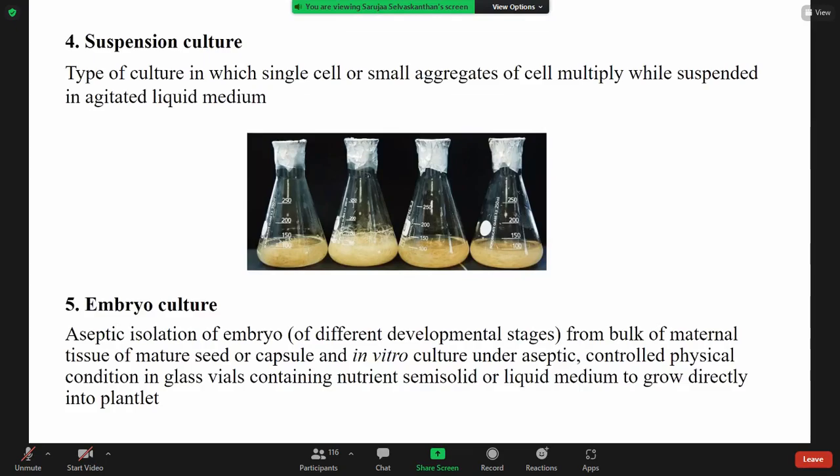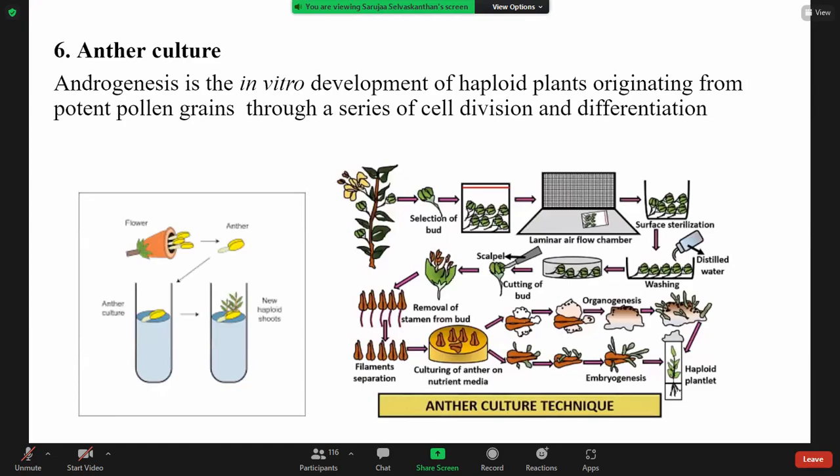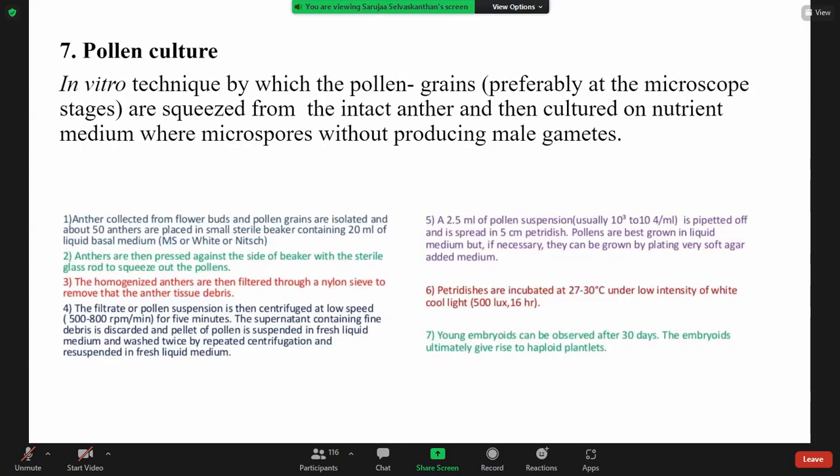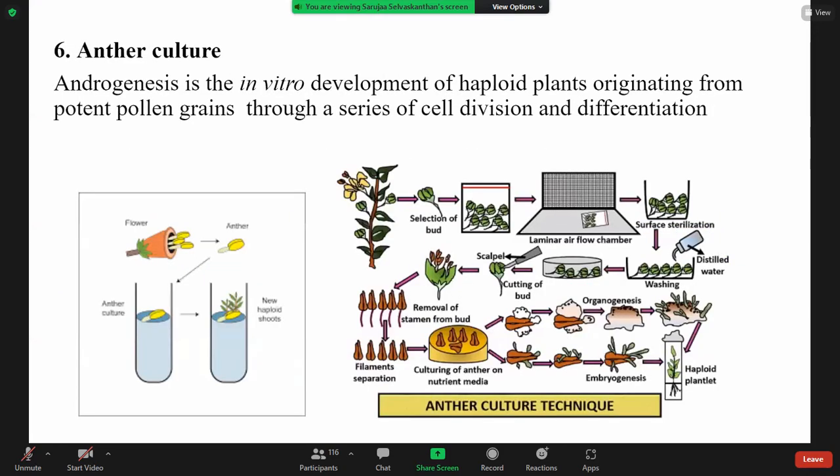And anther culture, androgenesis, we have already seen, is important for haploid plant production. Pollen culture as well. Gynogenesis is the ovule culture, which is different. Here we are going to see anther culture. Androgenesis is the in vitro development of haploid plants originating from potent pollen grains through a series of cell divisions and differentiation.